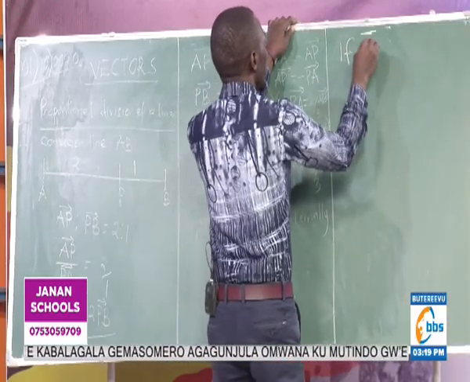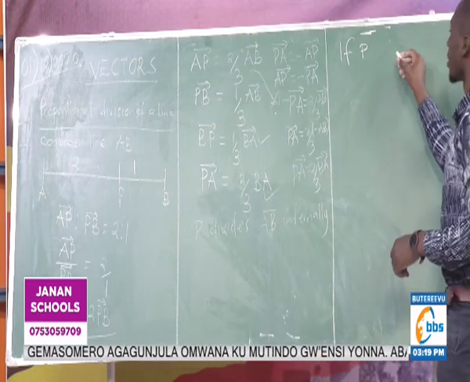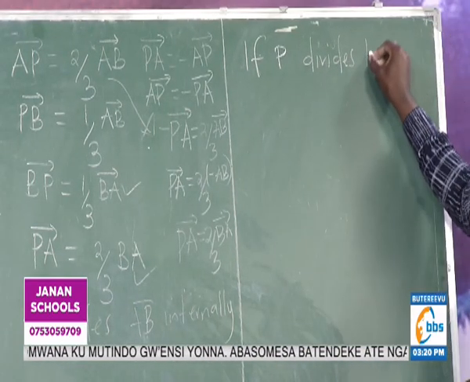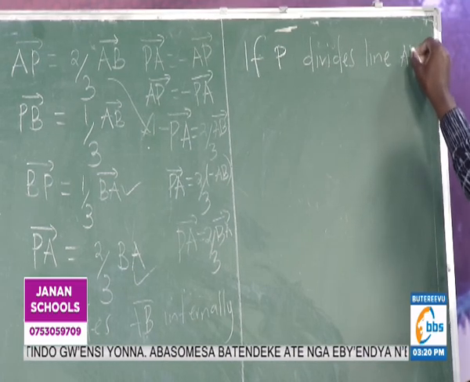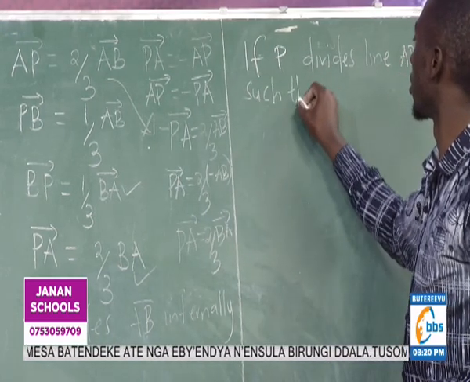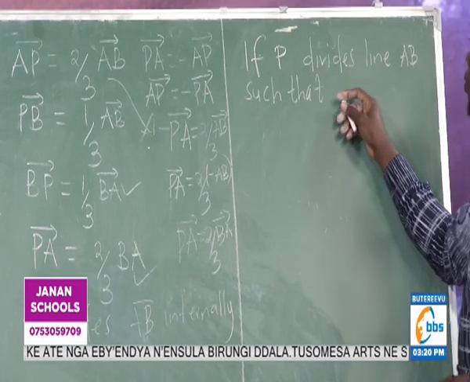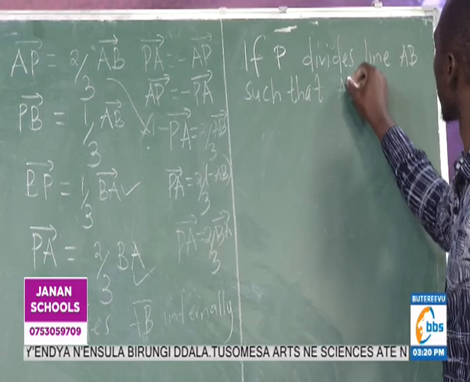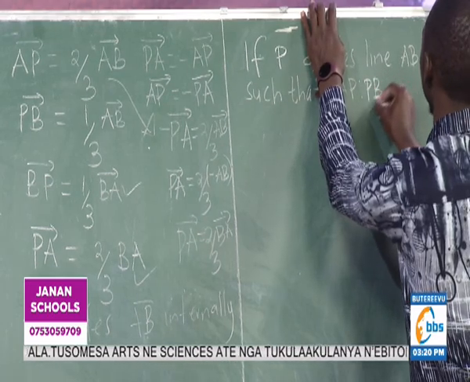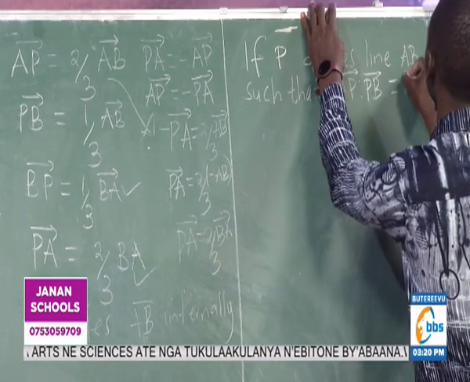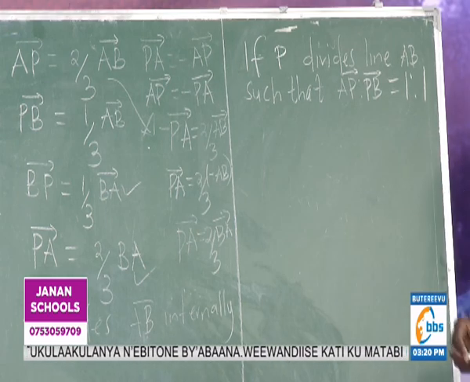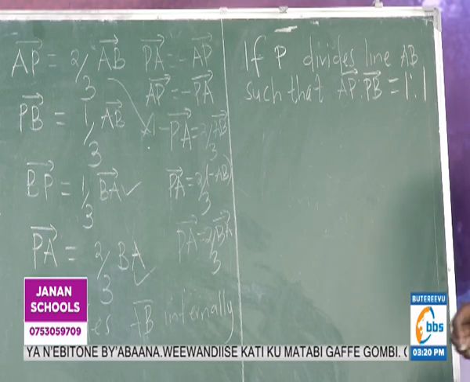If P divides line AB such that the ratio of AP to PB equals 1 to 1, then P is said to be a midpoint of AB.